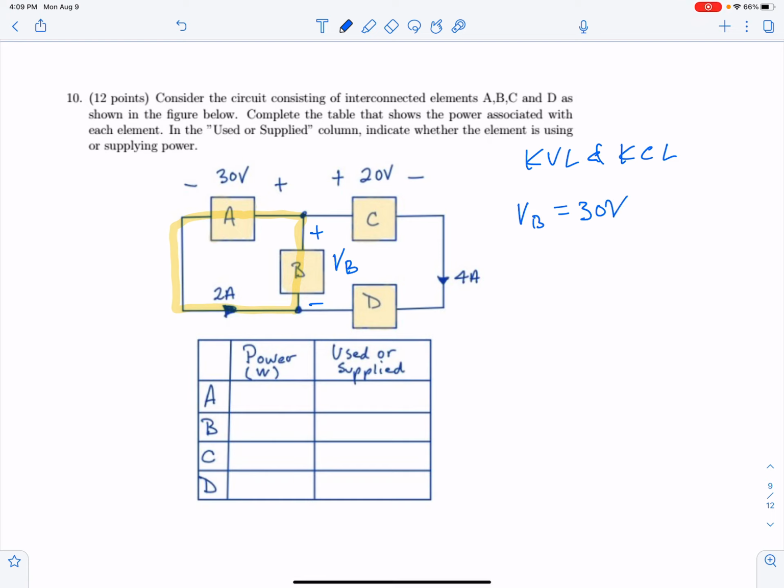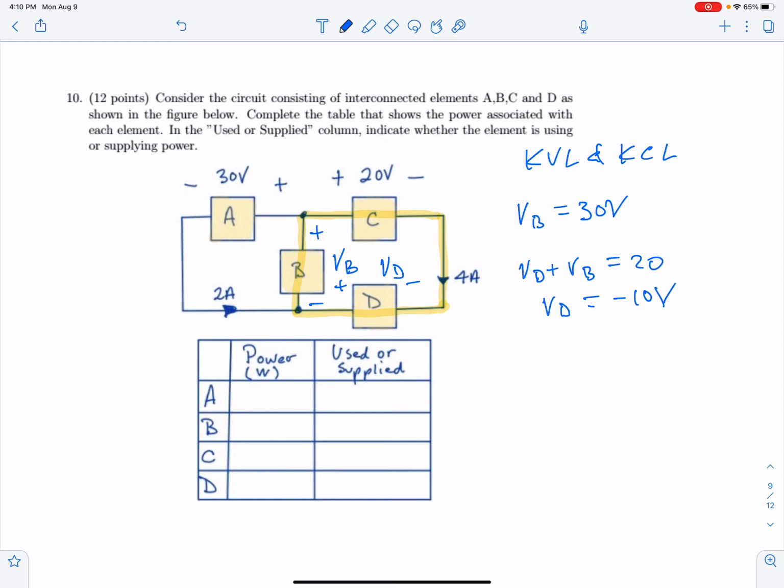Okay, then I can do the same thing with VD. I don't know this voltage, so I'm referencing this plus minus VD, and I can write a loop starting here. I'll go in this loop. I have a rise of VD, then a rise of VB, so rises on one side, and then continuing on, I have a drop of 20 volts, and that's it. So VD is equal to 20 minus VB, and VB was 30, so this is minus 10 volts. It's okay if it turns out to be negative.